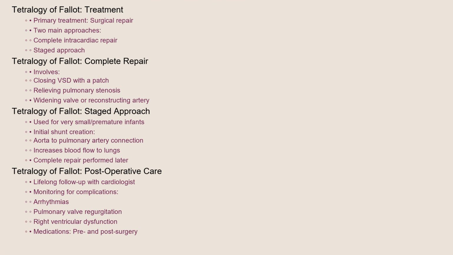The primary treatment for tetralogy of Fallot is surgical repair. There are generally two surgical approaches: complete intracardiac repair, and less commonly now, a staged approach. Complete repair involves closing the ventricular septal defect with a patch and relieving the pulmonary stenosis. This may involve widening the pulmonary valve or reconstructing the pulmonary artery. A staged approach, used for very small or premature infants, involves initially creating a shunt, a connection between the aorta and pulmonary artery, to increase blood flow to the lungs. Complete repair is then performed later.